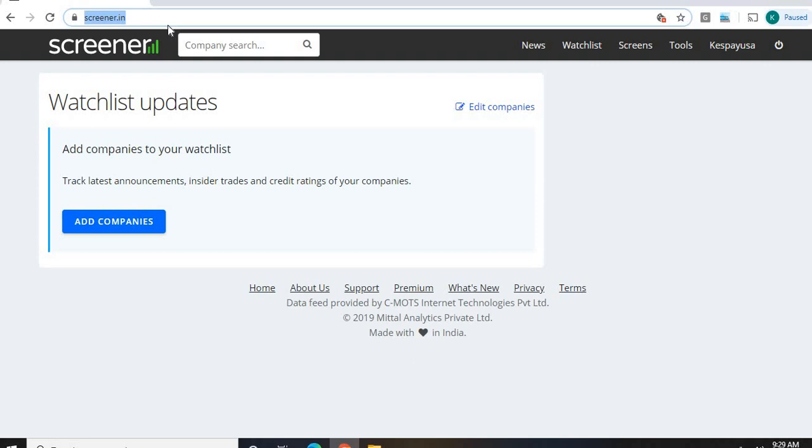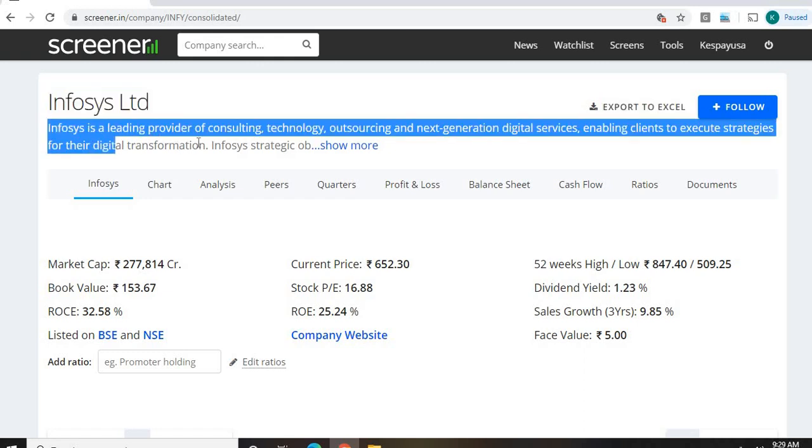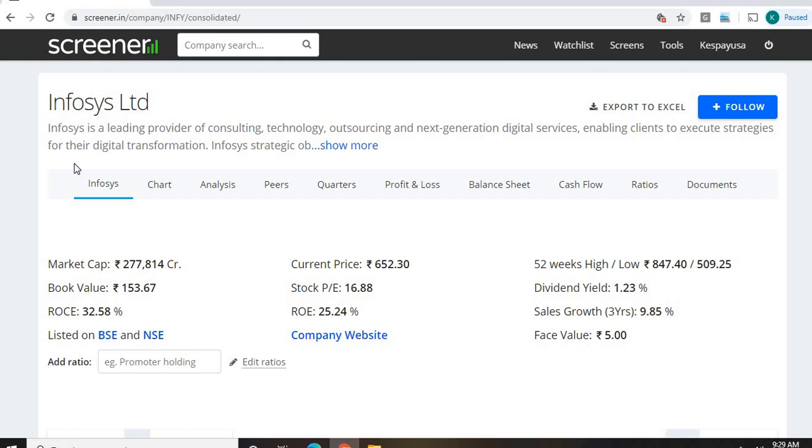If I want to understand which IT stocks or what parameters I have to consider, I just go to screener.in and use the company search. In the dialog box I type one company name, Infosys, which is listed on the NSE and BSE. Here is a brief introduction about the company, what it is doing and the nature of the business.